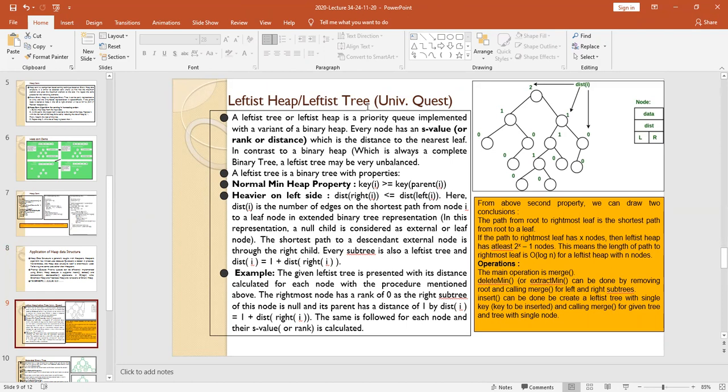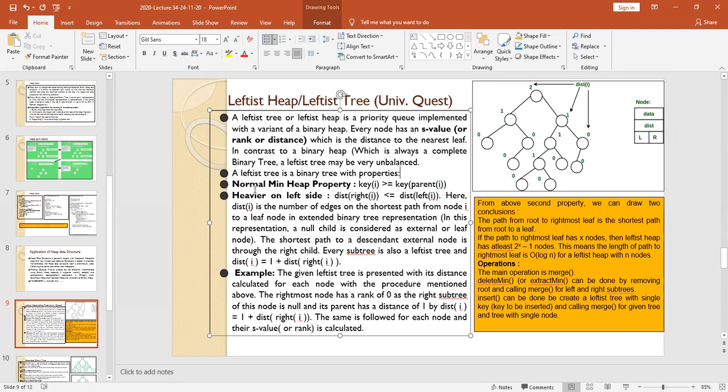Okay, so now we come to the concept of the leftist tree, or leftist heap. In this scenario, every node has a value. A binary tree, a leftist tree, may be very unbalanced. So any tree is called a leftist tree if it has the following properties.